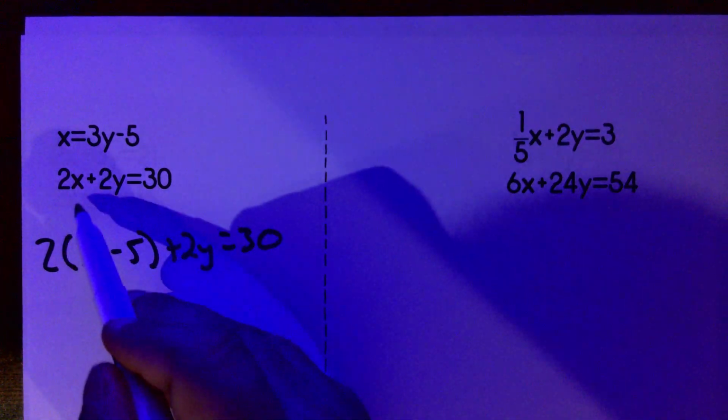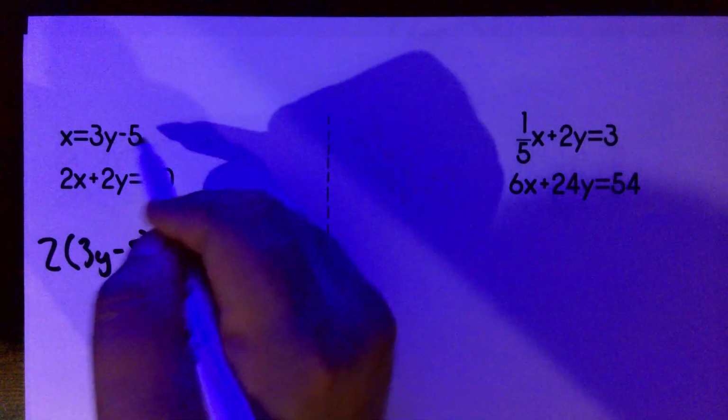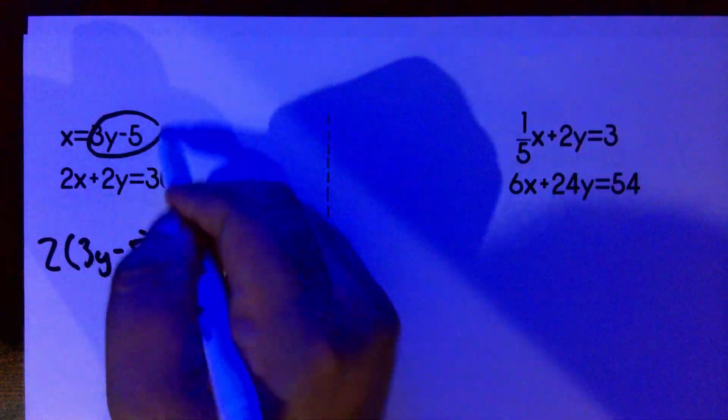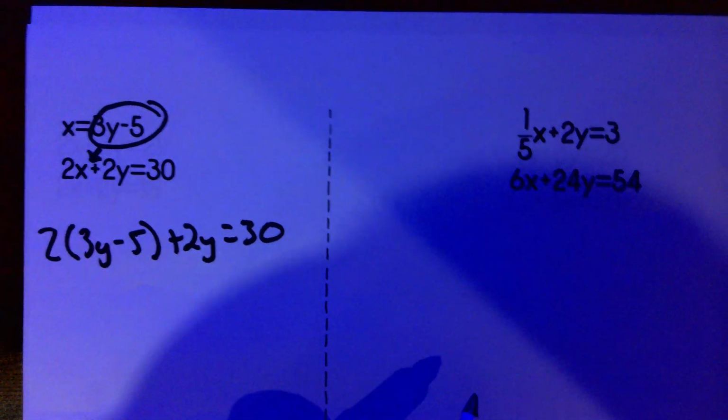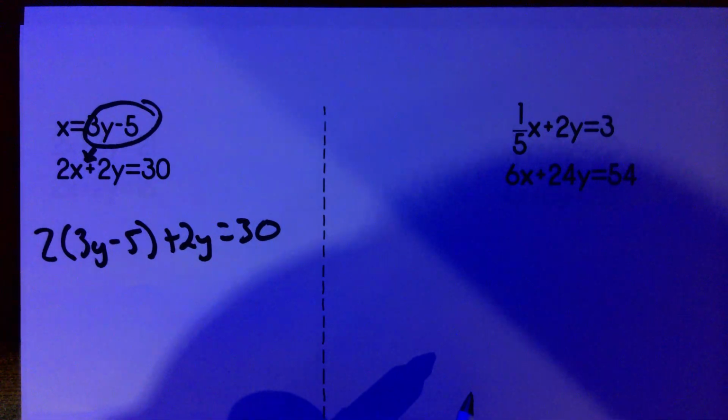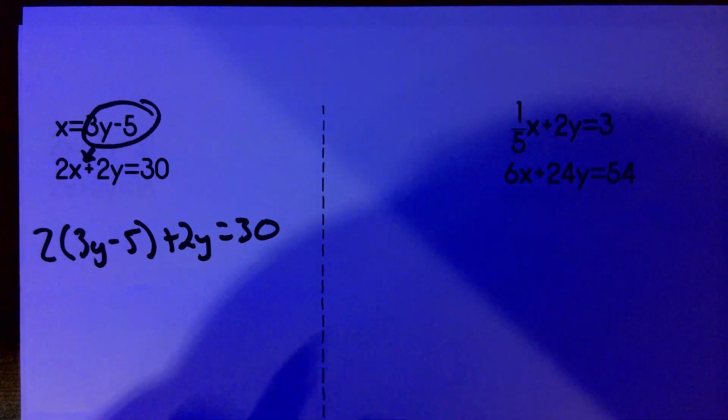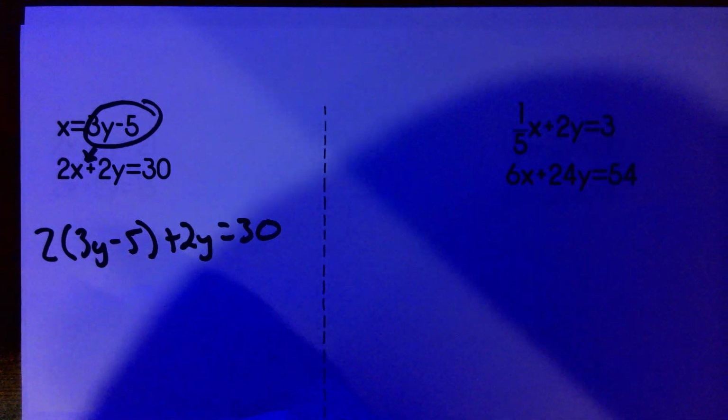Alright, so just see what we did here. We did 3y minus 5, and we plugged it into the x. By doing that, we effectively just eliminated the x from the number of variables that we have to deal with. Okay, and now we just continue to solve.